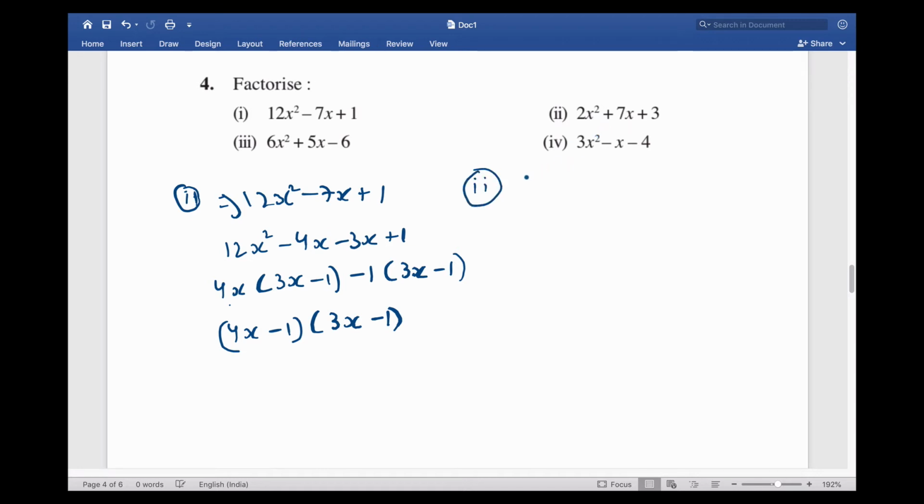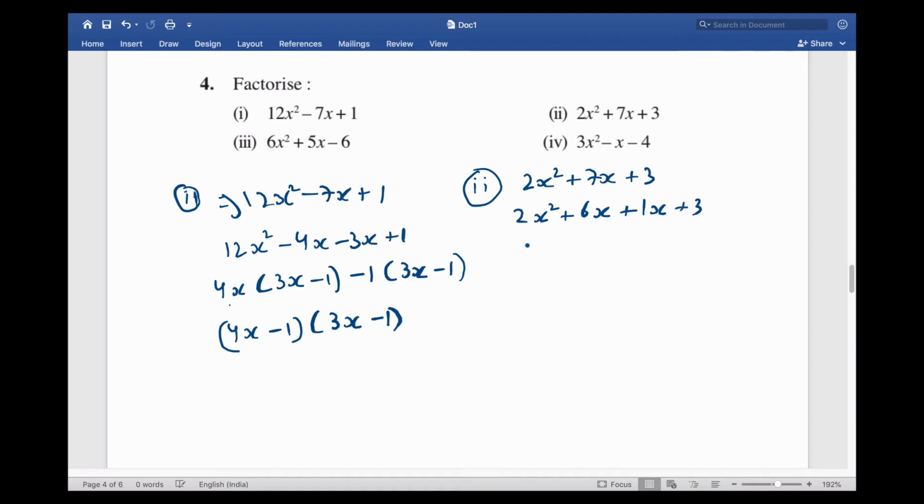Now it says 2x square plus 7x plus 3. It's in the correct order. So 3 into 2 is 6x square. This can be simply written as 6 plus 1. So let's write that: 2x square plus 6x plus 1x. When I add them I get back 7x. When I multiply them I get 6x square plus 3.